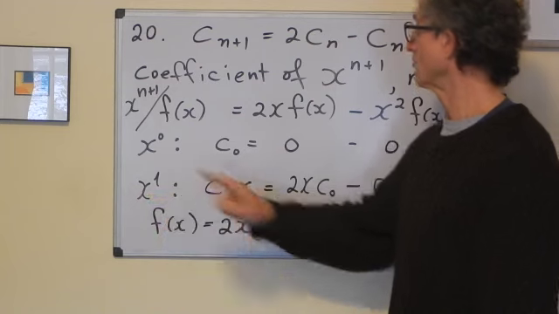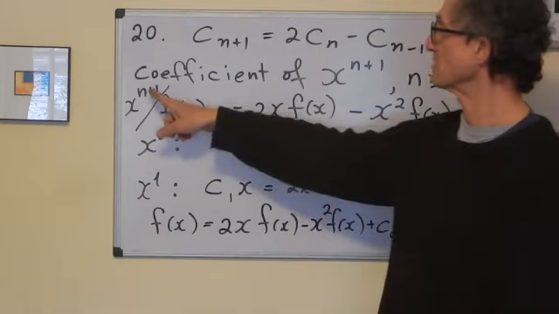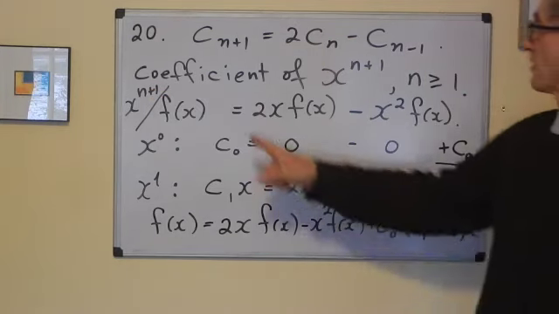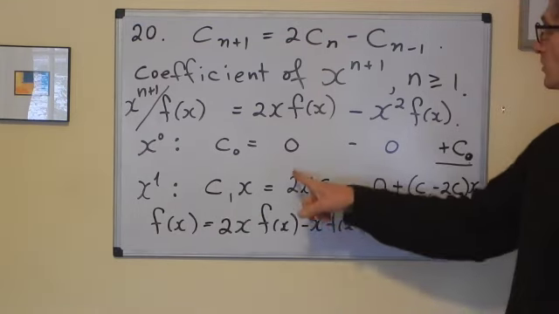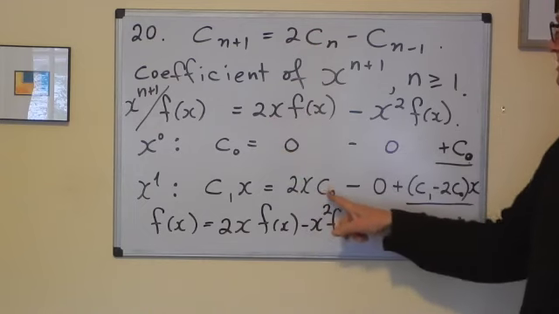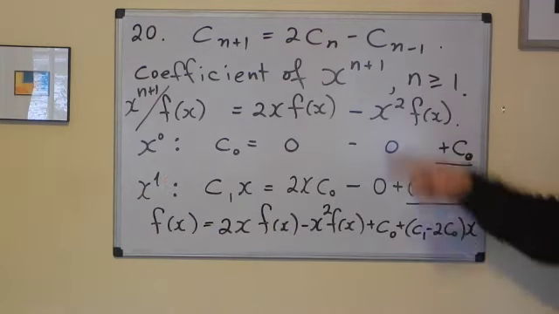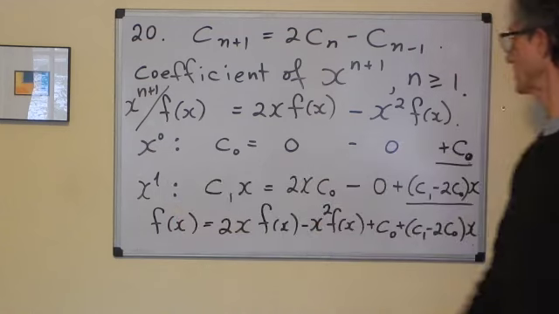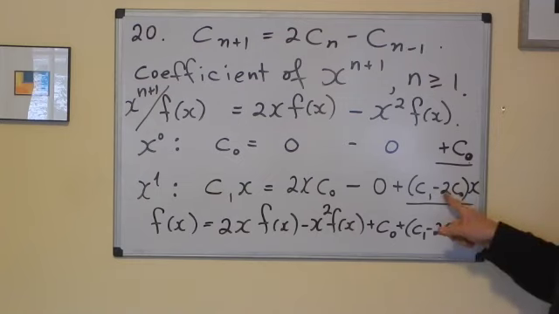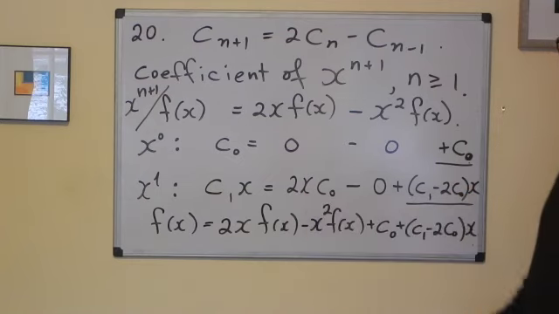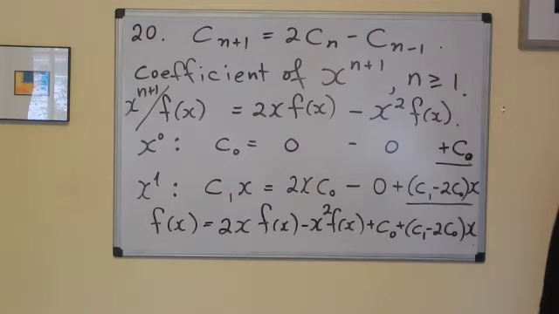And for x to the 1, again, we're talking about the coefficient of x to the 1 as opposed to x to the 2, 3, etc. On the left, we have C1 times x. Over here, we've multiplied f by 2x, so we have 2x times C0 is what we've got for x to the 1. Over here, we've multiplied by x squared, so we don't have any x to the 1 terms. And so looking at this, we need to subtract 2C0x, and we have to add C1x to make this equality hold.